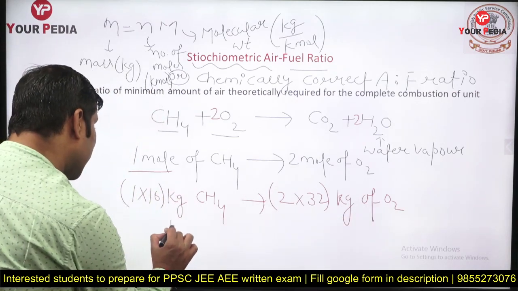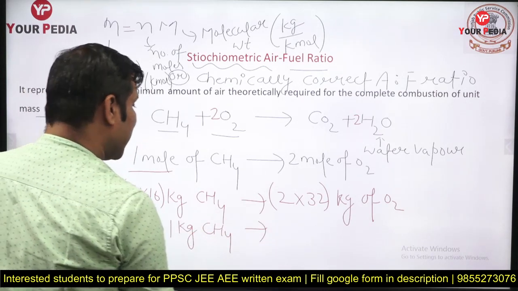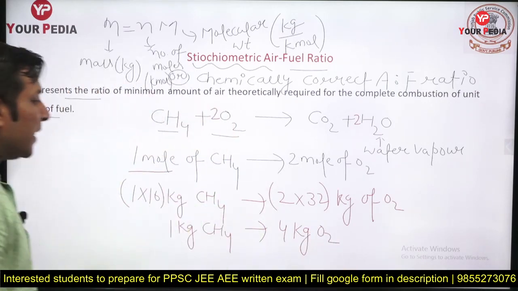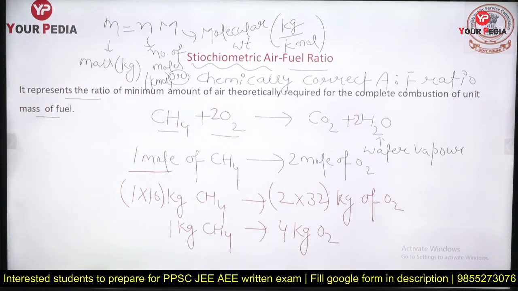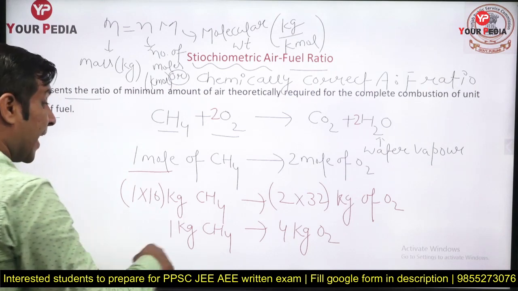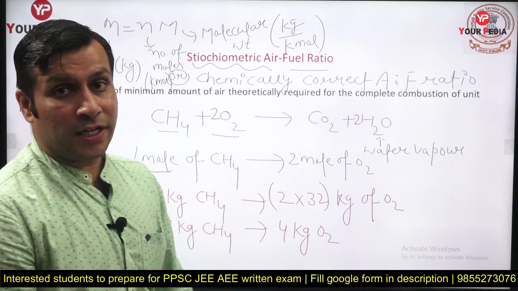So 1 kg methane requires 4 kg oxygen, guys. Are you getting the idea, guys? But we don't want the oxygen, we want to know how much air is required for the complete combustion of 1 kg methane, 1 kg fuel.